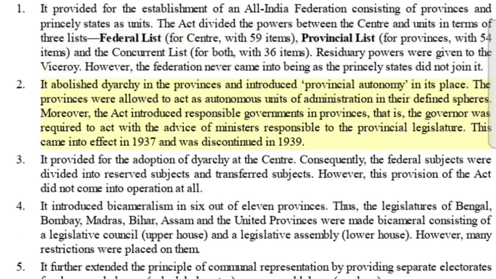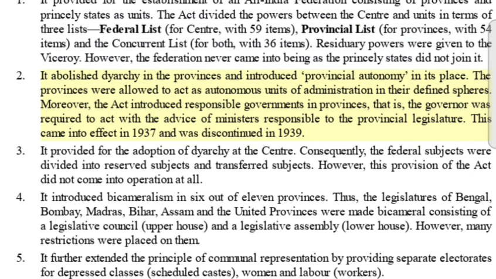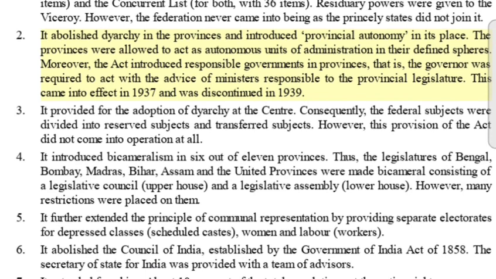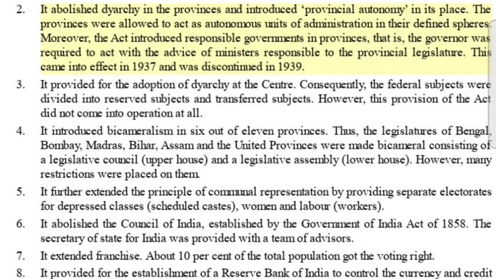2. It abolished diarchy in the provinces and introduced provincial autonomy in its place. The provinces were allowed to act as autonomous units of administration in their defined spheres. Moreover, the Act introduced responsible governments in provinces, that is, the governor was required to act with the advice of ministers responsible to the provincial legislature. This came into effect in 1937 and was discontinued in 1939.